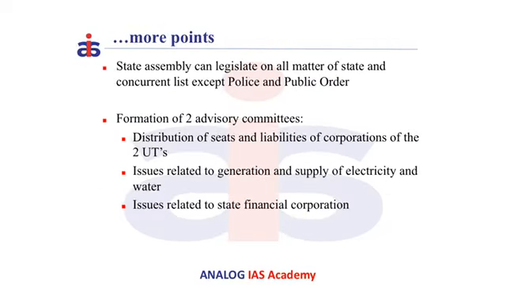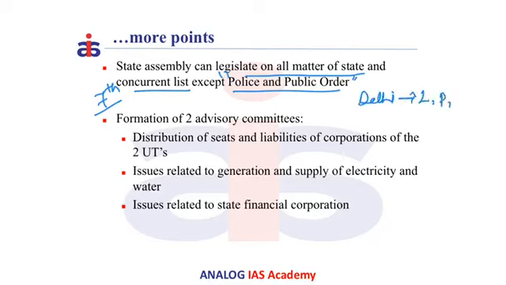The other points in the Act are: the State Assembly can legislate on all matters of the state and concurrent list in the 7th Schedule of the Constitution, except the police and public order. This will be the second state where the Assembly cannot legislate on a subject. The first was Delhi, where they cannot legislate on subjects like land, police and public order. But now Jammu and Kashmir is also added to this list, where public order and police related legislation cannot be carried out by the State Legislative Assembly.